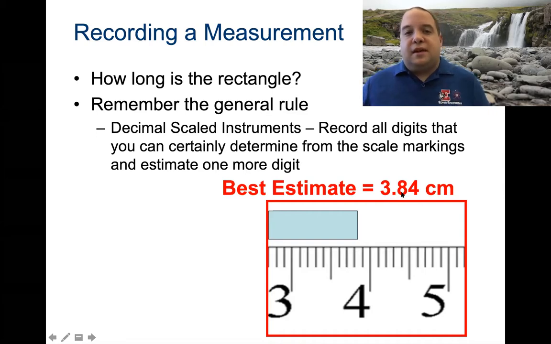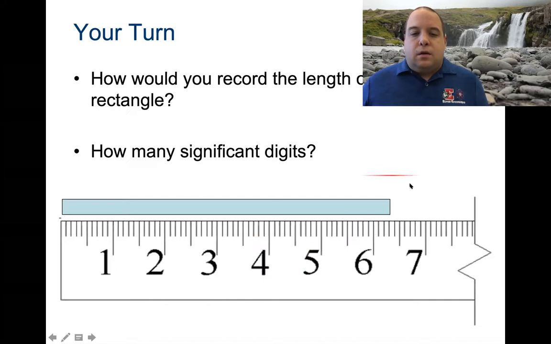Those are significant digits. Those are digits that everyone will have the same answer for. It's that final digit, the one that you are uncertain about, where we are going to have some differences between you and your classmates, and that's okay.